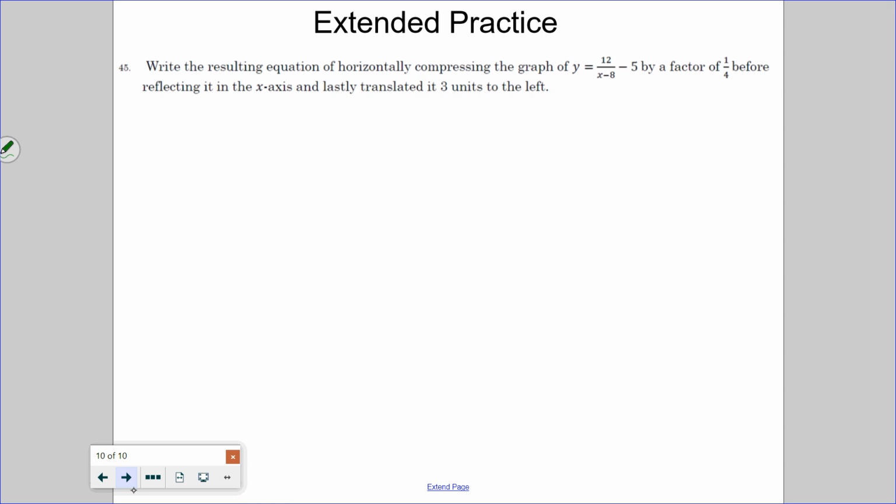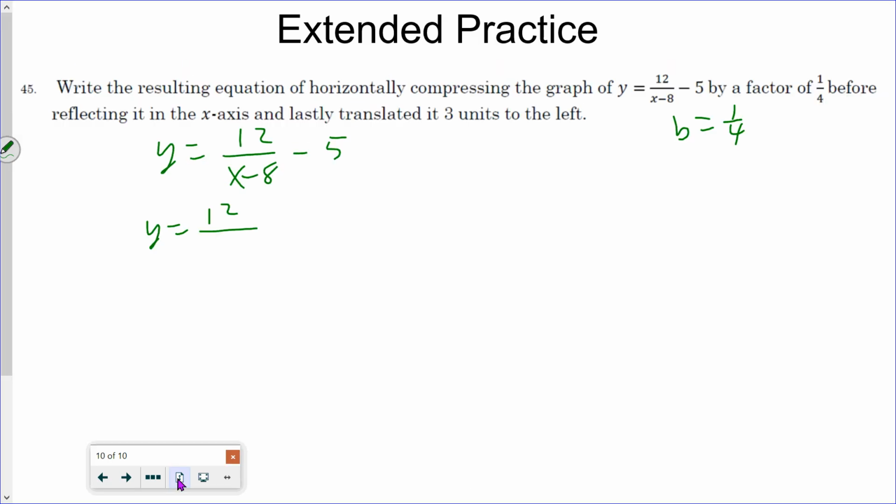This is number 45 in the extended practice, and this is kind of like what we had in the quiz. I give you an equation, 12 over x minus 8, minus 5, and I'm applying transformations onto it. So I have a factor of 1/4, or I'm horizontally compressing it by a factor of 1/4. So if you're horizontally compressing it by a factor of 1/4, that means b is 1/4. So when I plug it into the equation, I get y equals 12 all over 4x minus 8, minus 5. You plug in the reciprocal because inside of it, it's 1 over 2.